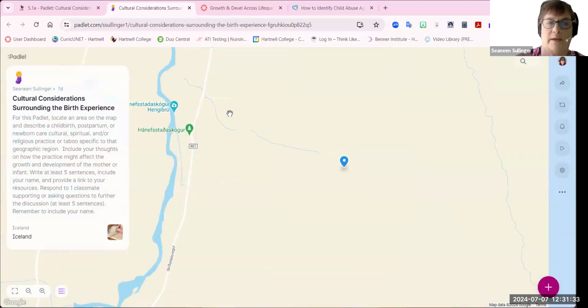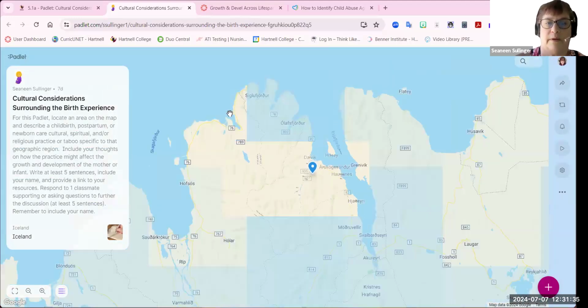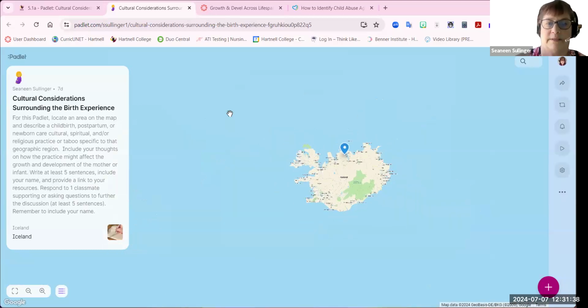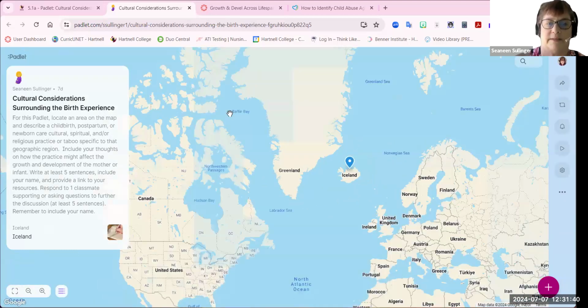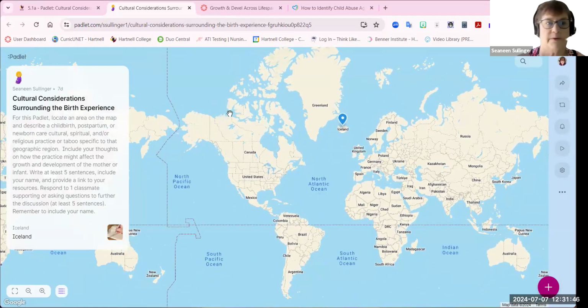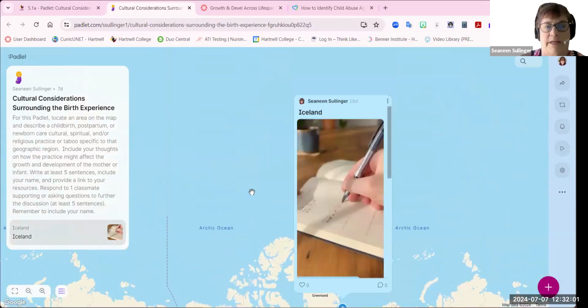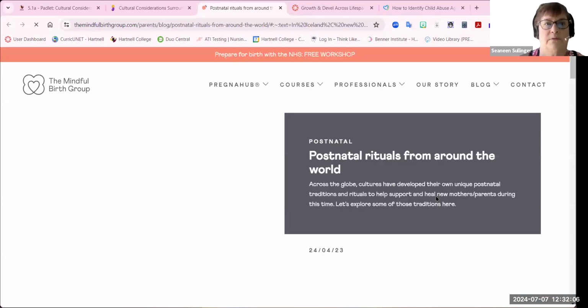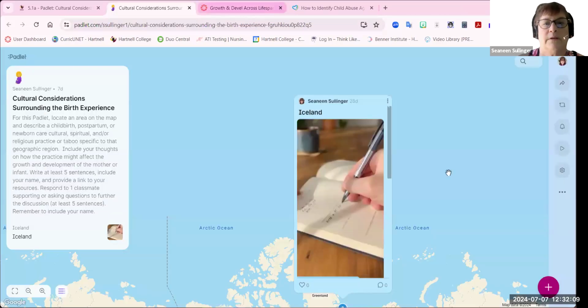And I have to make it, I don't know why it keeps being the big one, probably because that's where my little marker is. Yep, there's Iceland. Come on, country, world. There we go. Right, and so this is my little pin. They call it a pin. And so I put my pin there. And then for this Padlet, I wrote, this tells you what you're supposed to do. And then if you click here, this will actually take you to the post that has to do with, oops, that's not what I wanted to do. Sorry.